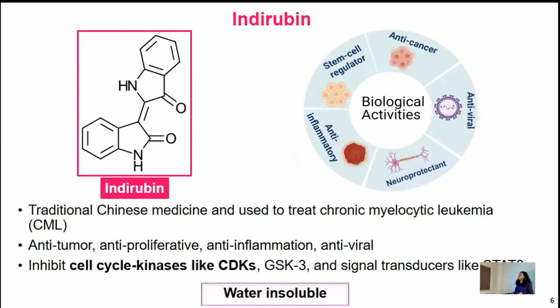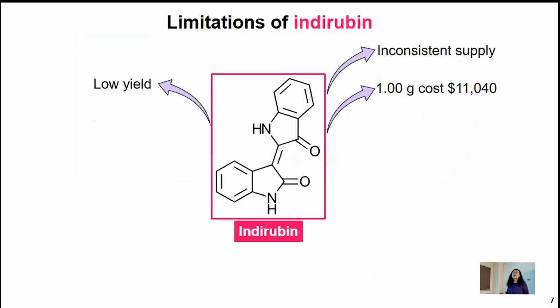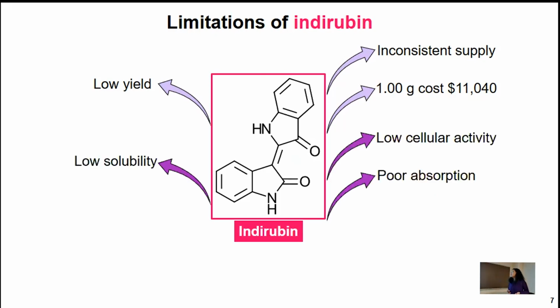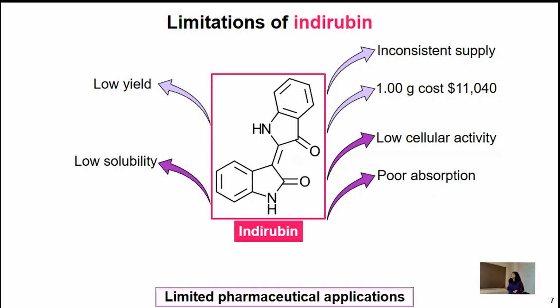But another limitation of indirubin is its water solubility. It is not soluble in water. So we know that the first limiting factor of indirubin is its low yield, which leads to inconsistent supply and obviously high cost. Then comes low solubility. It's not soluble in water, so that leads to low cellular activity and poor absorption. All these limitations limit the pharmaceutical application of indirubin.